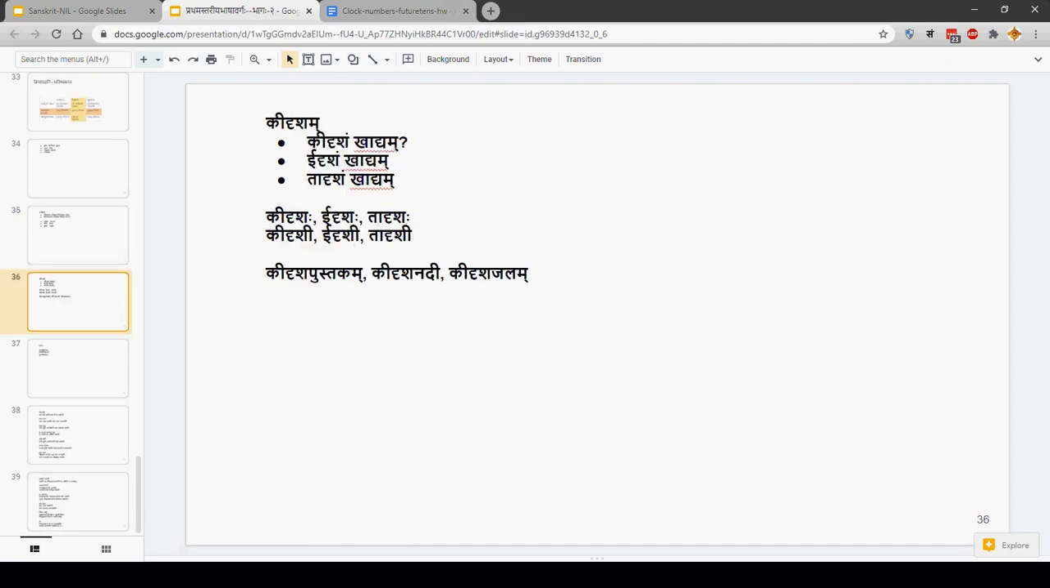After apekshaya, we have the word called kidrusham. Kidrusham is what type, what kind. So this also becomes an adjective, and we need to be mindful of the lingam, vachanam, vibhakti of the word which it is attached to. For example, here the first sentence, kidrusham khadyam. Khadyam means eatable, and it is napunsakalingam here. So we are using kidrusham also in the napunsakalinga format. Kidrusham khadyam means what type of food? That is the question here.